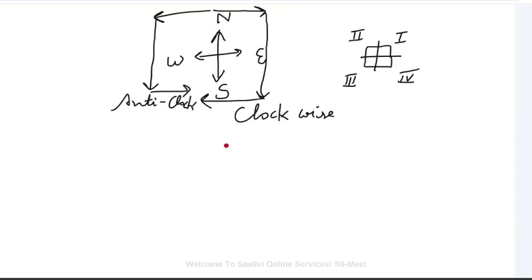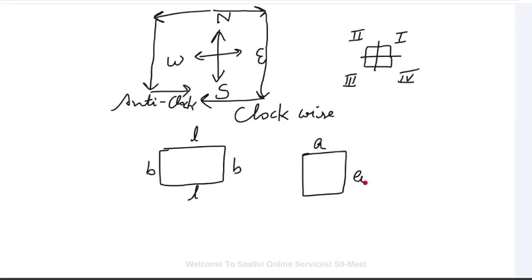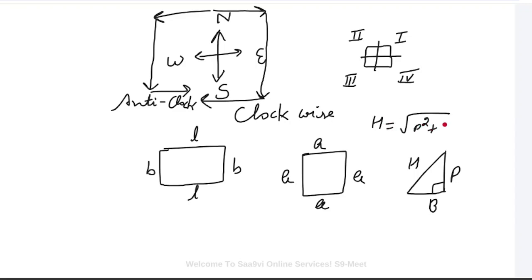We also know there's a rectangle which has length equal to length and breadth equal to breadth. Opposite sides are equal. We also know there's a square where all the four sides are also equal. We also know there's a right angle triangle where we have perpendicular, base, and hypotenuse. And Pythagoras said hypotenuse is equal to the square root of perpendicular square plus base square. Is this right? We all know that.